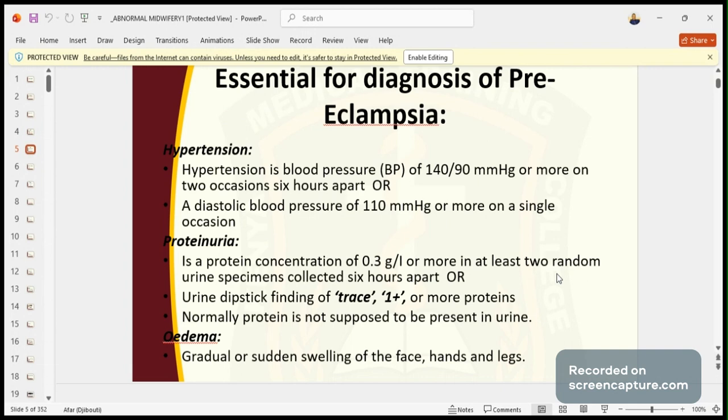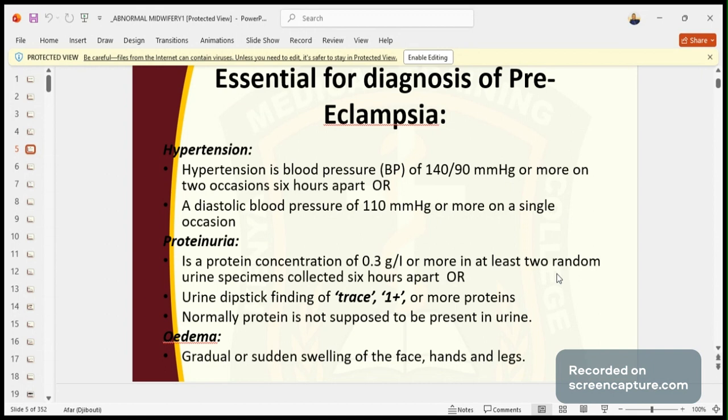Okay. Then talk about proteinuria. It's a protein concentration of 0.3 grams per liter or more in at least two random urine samples collected 6 hours apart. Or if you use a urine dipstick, when you're doing a concentration test, it's 0.3 grams per liter. But if you're using a urine dipstick, finding trace positive, one or more proteinuria, that is plus one or plus two or plus three, that is indicative. So that is proteinuria. Okay.